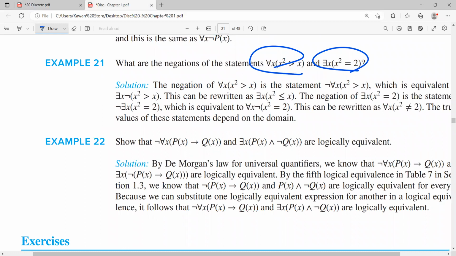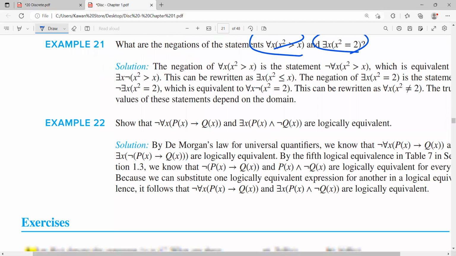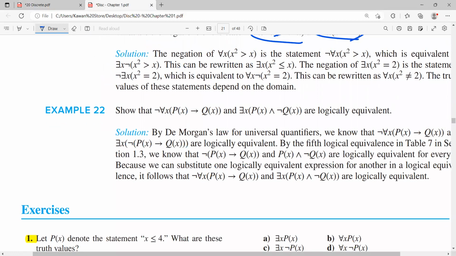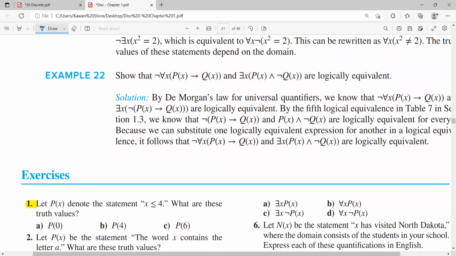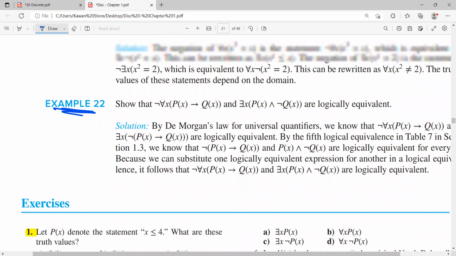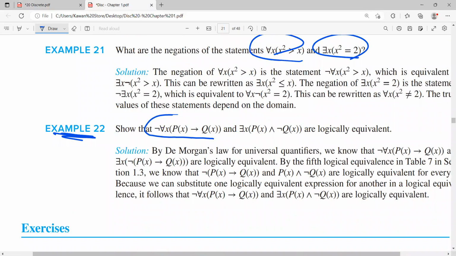Proof or disproof? Okay. Later we will decide. Understood? Good. Any question? Good. So he says what? Show that these two are logically equivalent. Can you show me that?